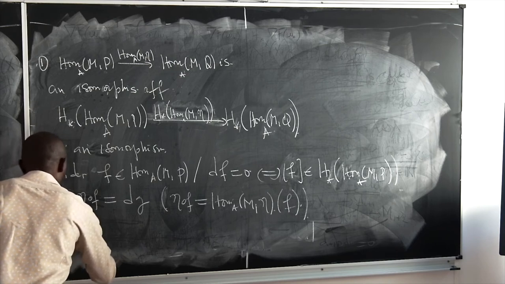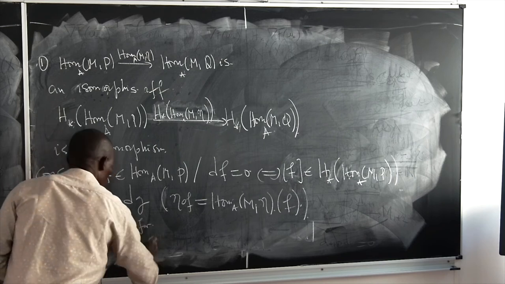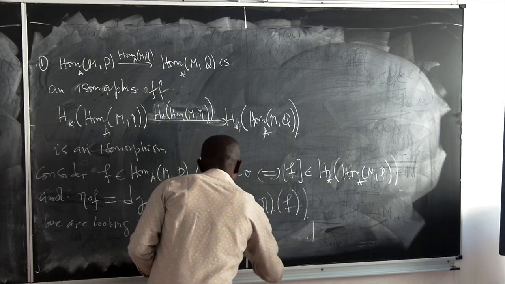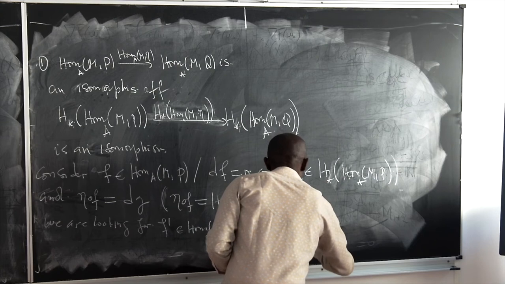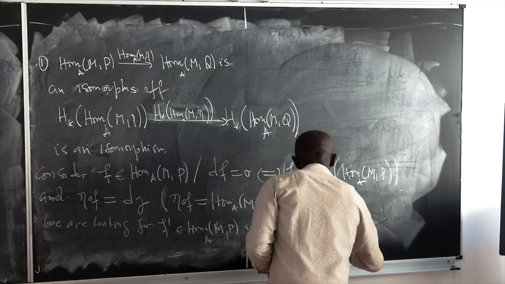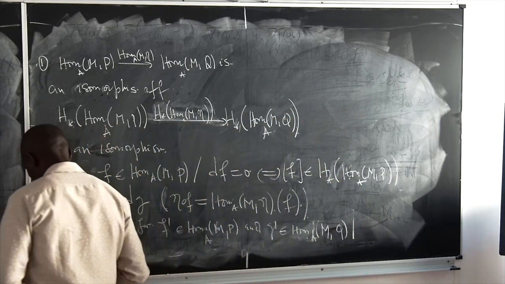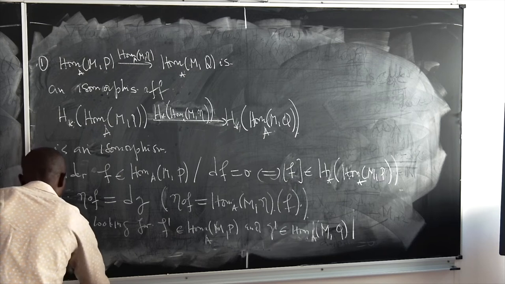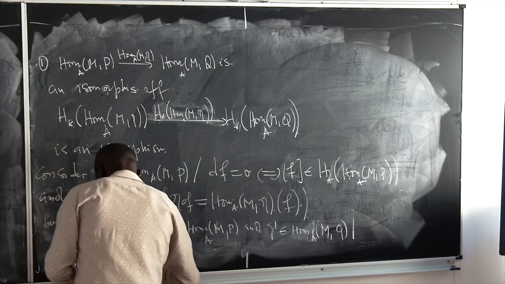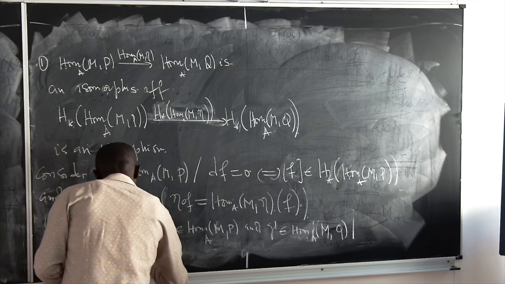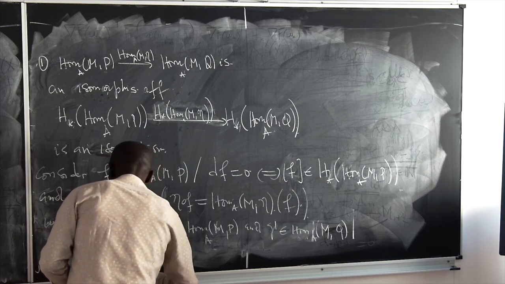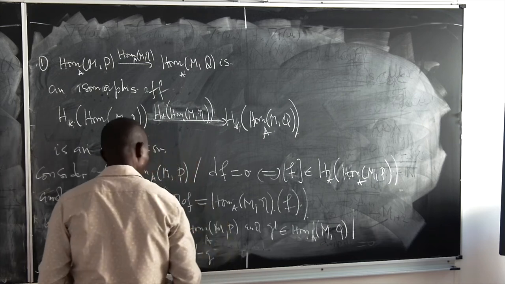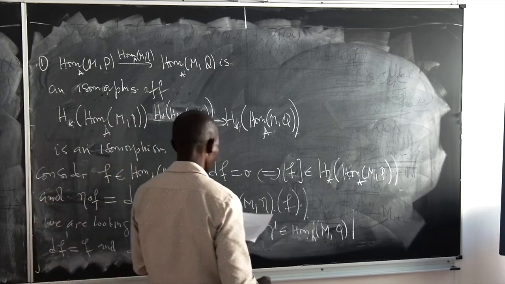We are looking for F prime in Hom_A(M, P) and G prime in Hom_A(M, Q), such that G of F prime equal to F, and what? And G prime equal to N eta composed with F prime minus G. Okay.